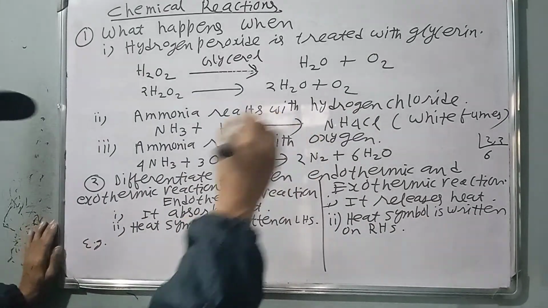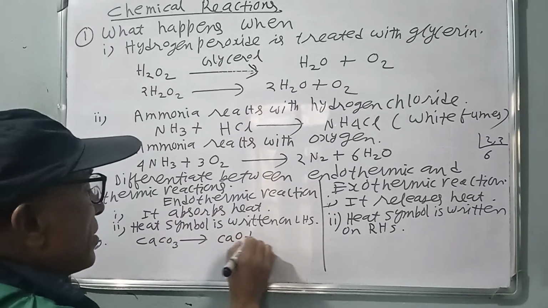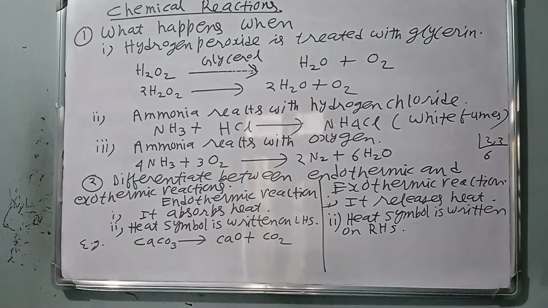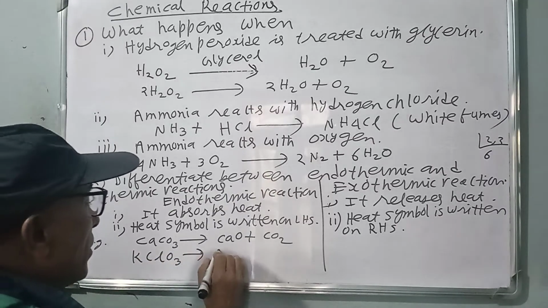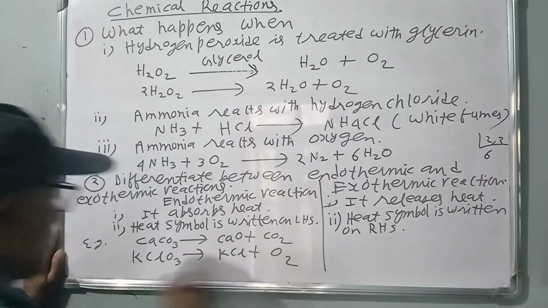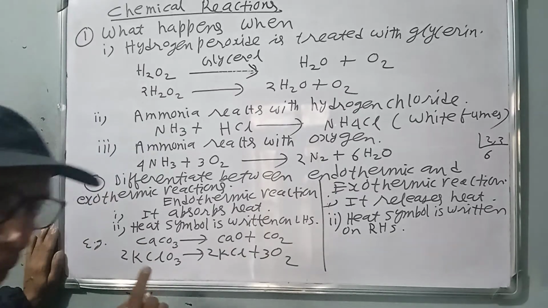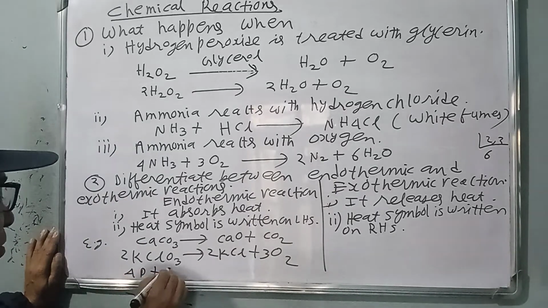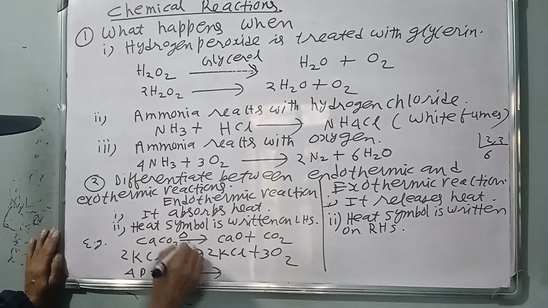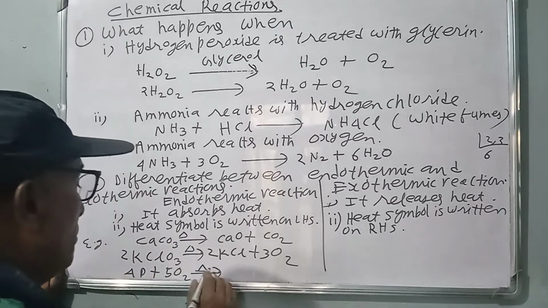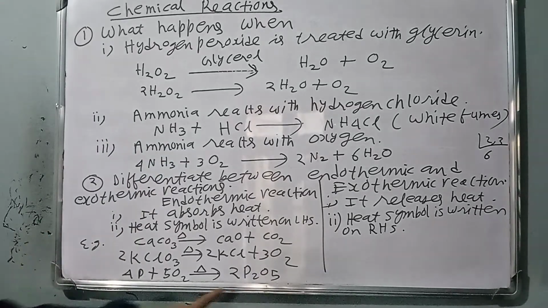You can give so many examples. Calcium carbonate gives calcium oxide, carbon dioxide is released. Another example, potassium chlorate. On heating, potassium chloride and oxygen are formed. Here, to balance, 2 into 3, 6. Another, phosphorus takes a lot of heat. Its symbol is written here, that is left hand side. Twice P2O5, phosphorus pentoxide is formed.